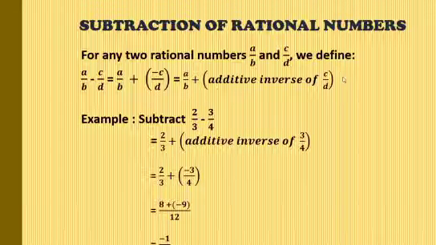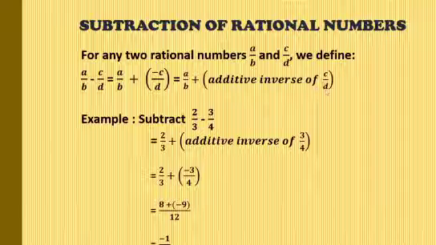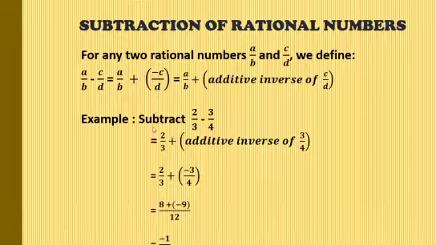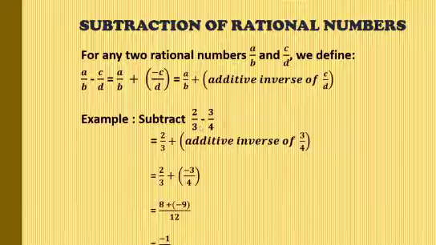Subtraction of rational numbers. For any two rational numbers a by b and c by d, we define a by b minus c by d. So minus c by d we can also represent as the additive inverse of c by d. Additive inverse of c by d is nothing but minus c by d. Example, we have to subtract 2 by 3 minus 3 by 4. So minus 3 by 4 we can write as the additive inverse of 3 by 4. The same way we have to follow: take the LCM of 3 and 4 and add the numerators. We can get the answer.